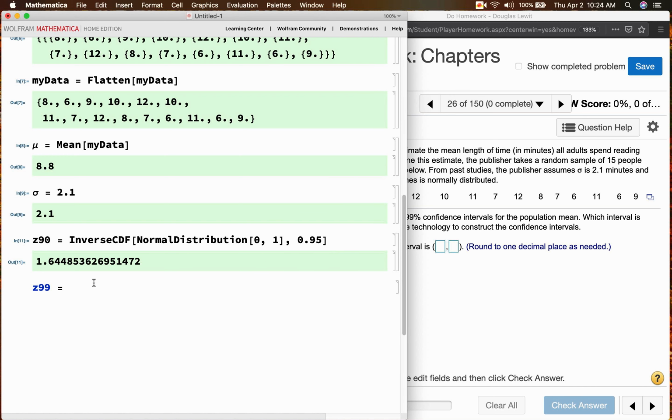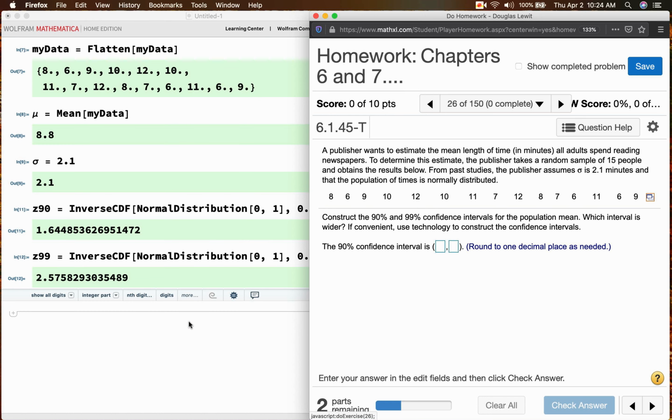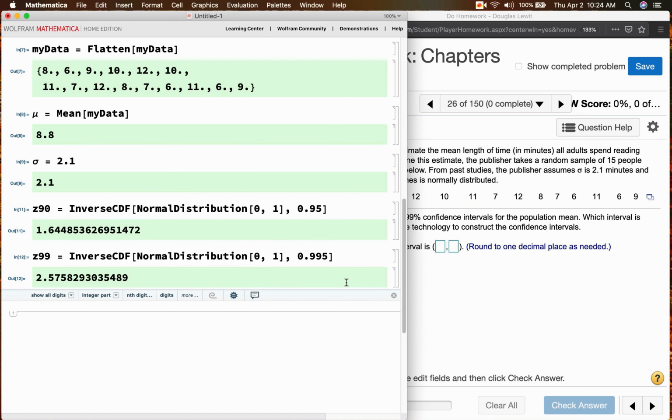Now for z99, this one is different. I'm looking for the two z-scores between which there's 99% of the area under the curve. So that means I have 0.5% to the left and 0.5% to the right. So this is going to be inverse CDF, normal distribution, 0, 1, 0.995. Okay, so now I have my two z-scores.